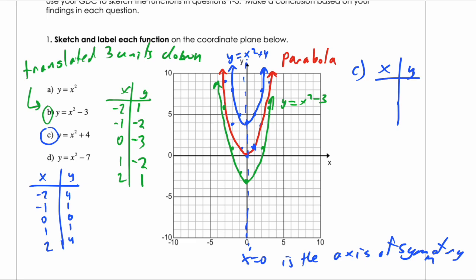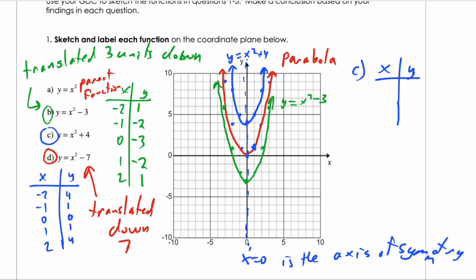And then, of course, y equals x squared minus 7. You just take the original function, by the way, which we call the parent function. Call that the parent function. And then we go down 7. It's translated down 7 units.